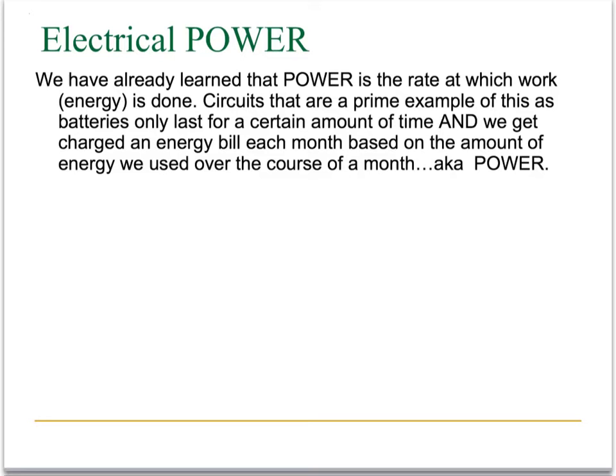The next thing we're going to look at is electrical power. We have already learned that power is the rate at which work is done. We can also say that as the rate at which energy is transferred. Circuits are a prime example of this, as batteries only last for a certain amount of time, and we get charged an energy bill each month based on the amount of power we used over the course of a month.